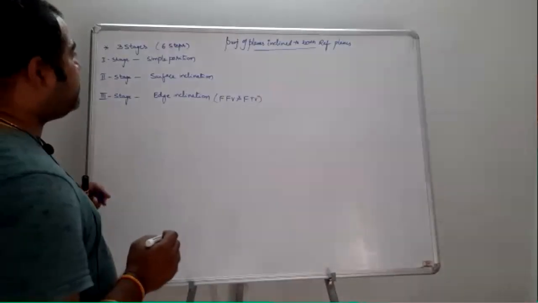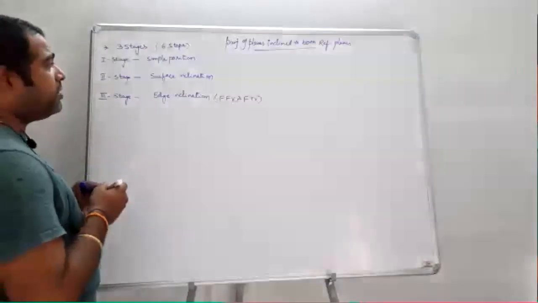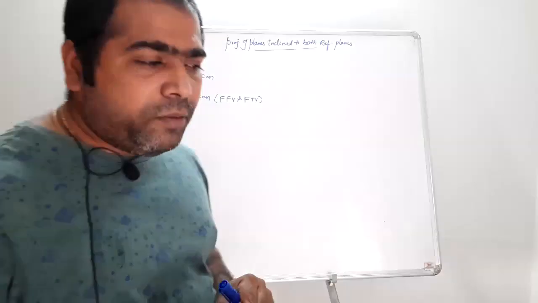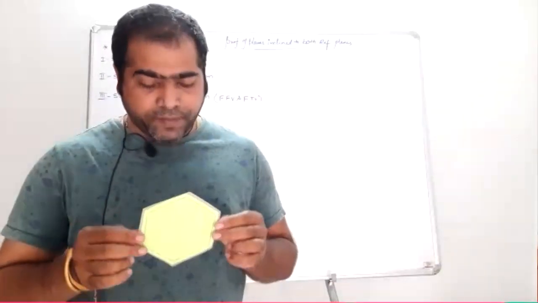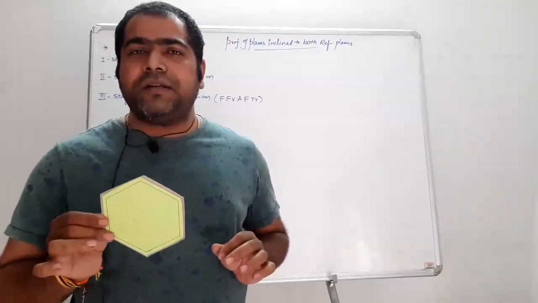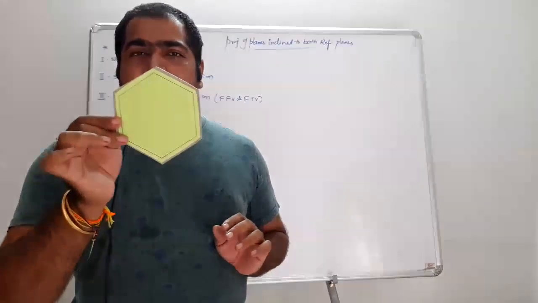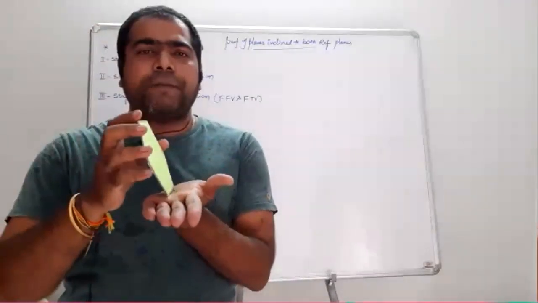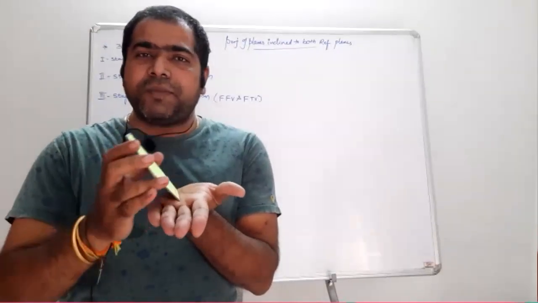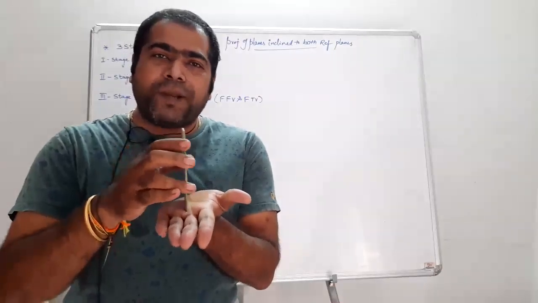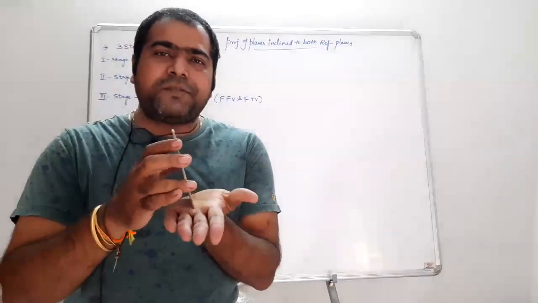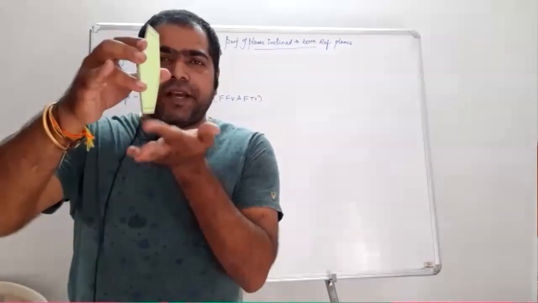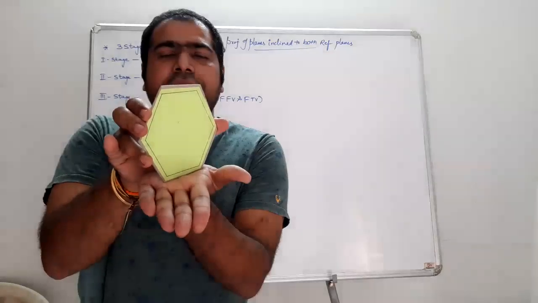Now in simple position, we generally assume the problem is given in such a manner that two inclinations are considered. How is the problem given? Let us see. This is a hexagonal plane, an edge resting case. A hexagonal plane of side 30 has one of its edges on HP. The plane is making an angle of 45 degrees to the HP like this. And the edge which is resting on HP is making an angle of 45 degrees to the VP.